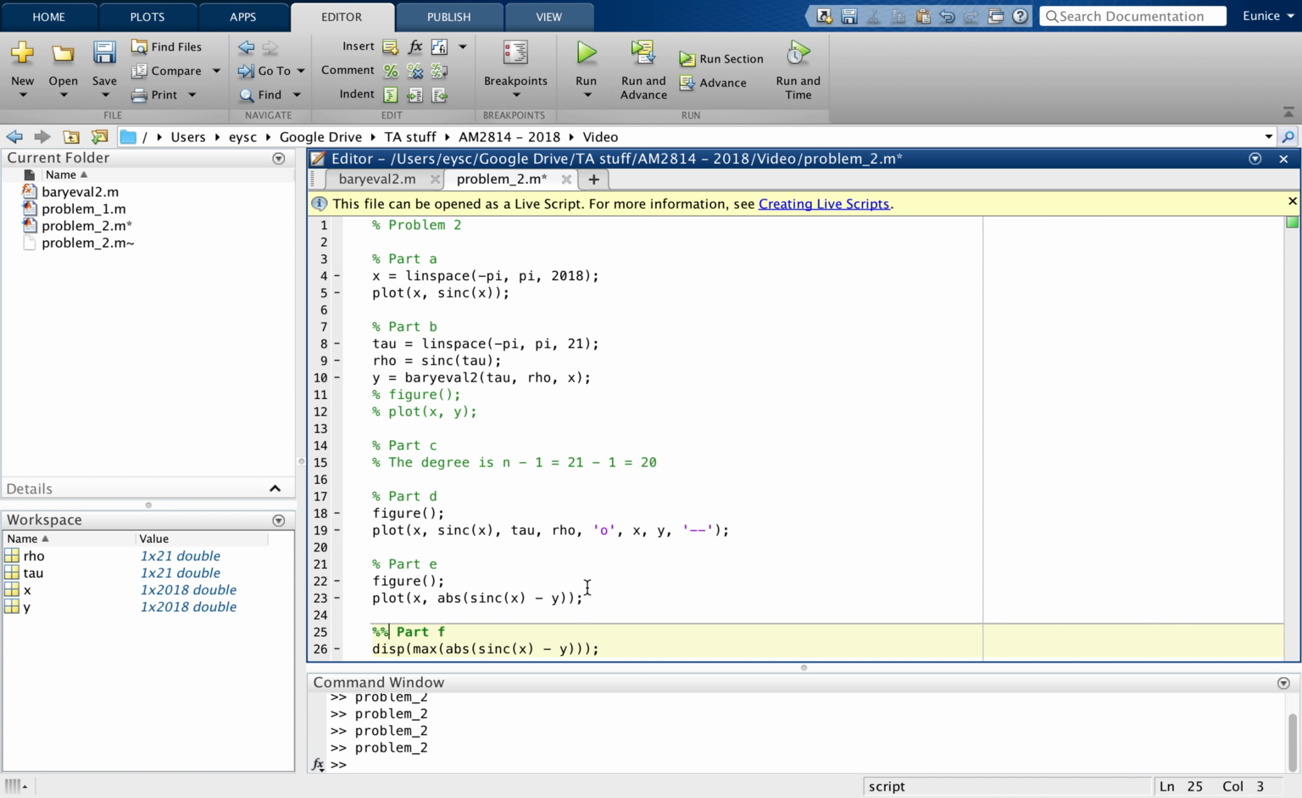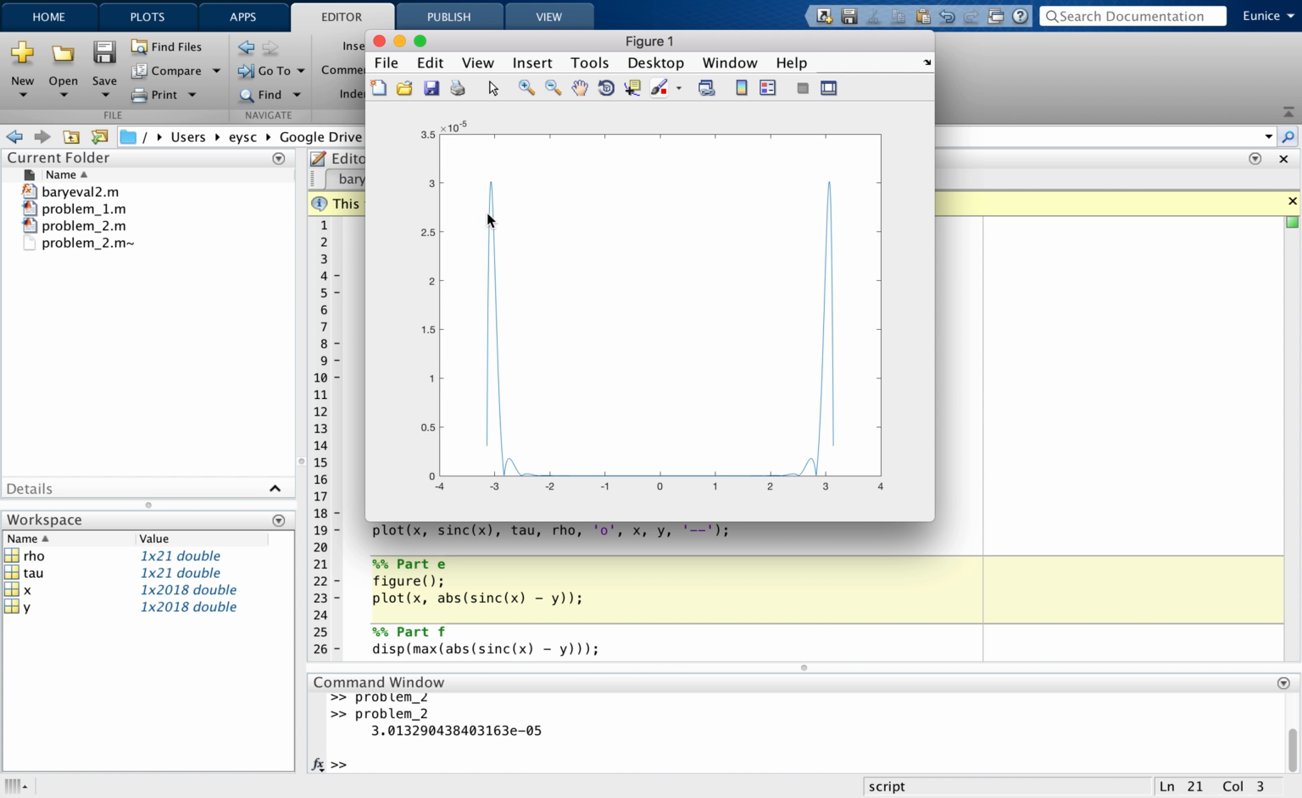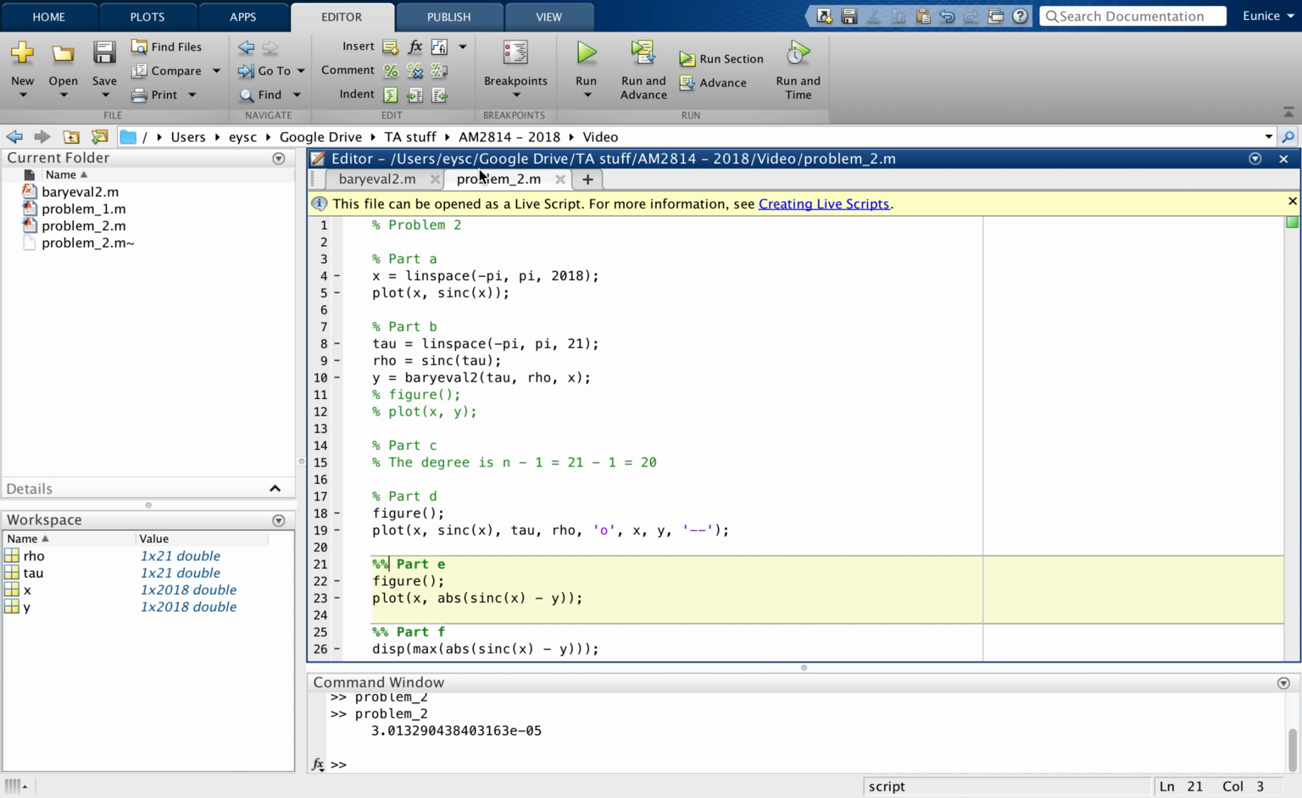I do not want to recalculate all of this, so I'm just double percent signing it and running this section, and we can see that the maximum value is 3.013 times 10 to the minus 5. So if we go ahead and plot the error yet again and see whether that makes any sense, we can see that the largest point here is around 3 times 10 to the minus 5-ish, which checks out. So that looks good.